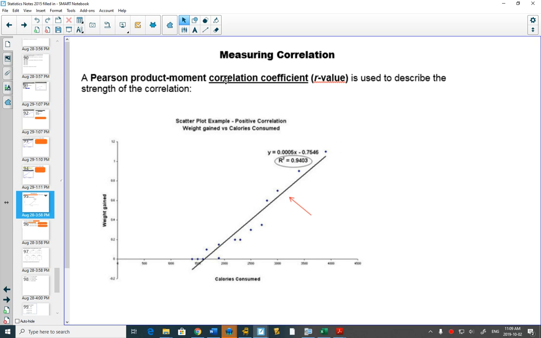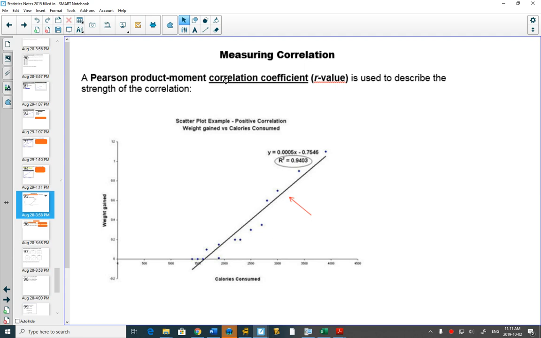So here we have a scatter plot. It is measuring the calories consumed and the weight gained. Another March 15th example. In this one, we've got our line of best fit from our regression model from our calculator, but our calculator can also tell us an R value and R squared value, and this one comes up at 0.94.